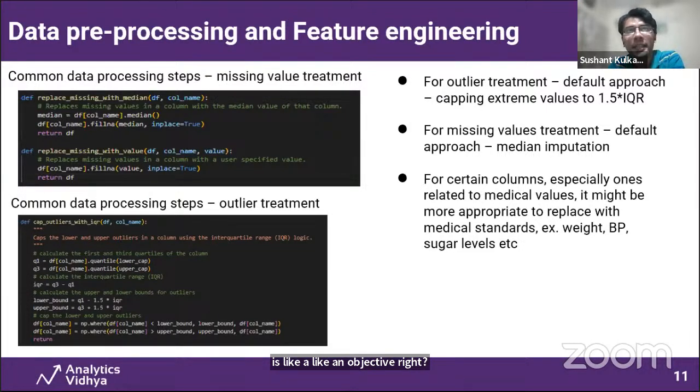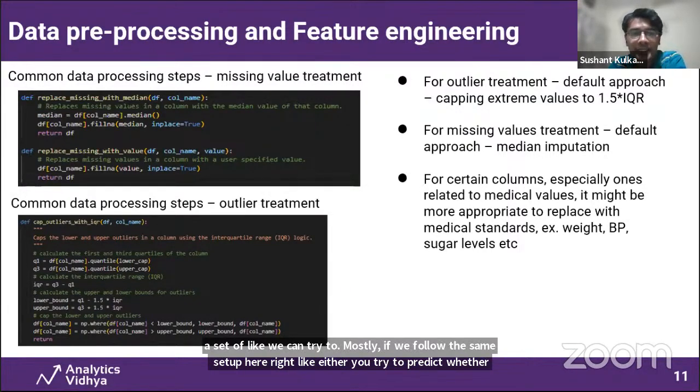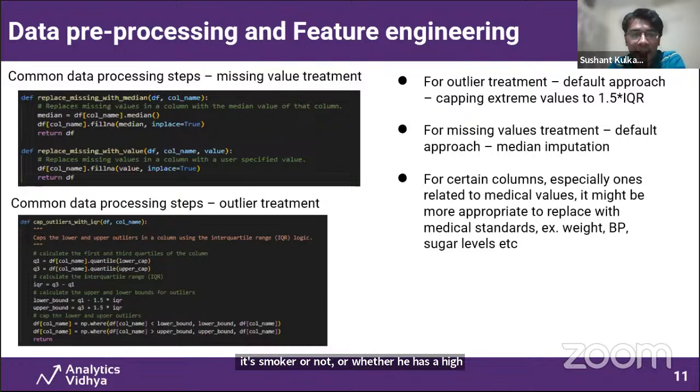Depending on the setup, you can either try to predict whether he's a smoker or not, or whether he has high cholesterol, or in the end you want to just say whether it's a high risk application, whether you want to accept it or decline. So it's basically a binary kind of decision we want to make. There will be some nuances, but largely we'll just understand the core steps, which are largely the same for most of these models.